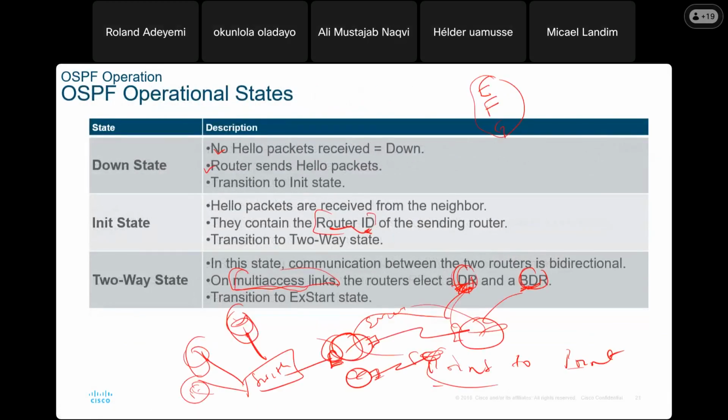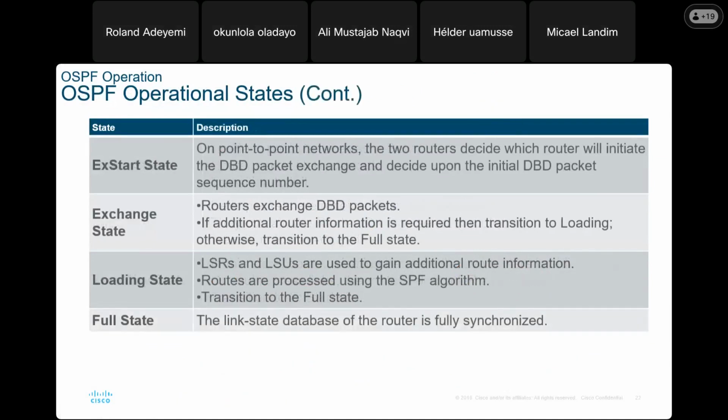So our router will transition from two-way to ExStart state. On a point-to-point link, the two routers decide which router will initiate the database packet description. We saw that in the video, and they decide upon the initial database packet sequence number. Somebody must send first, and it depends on who has the higher router ID. When they have exchanged their database packets and synchronized, they move to exchange state.